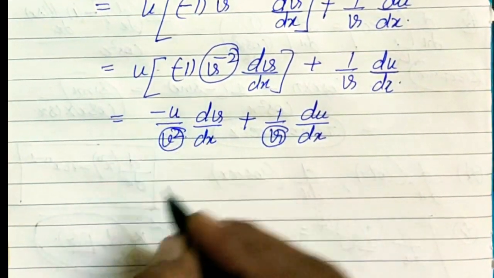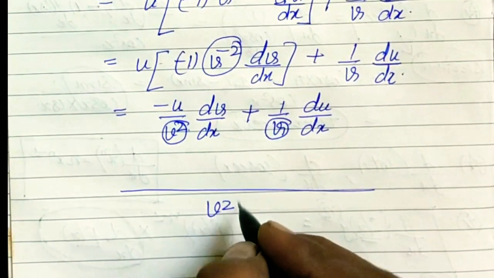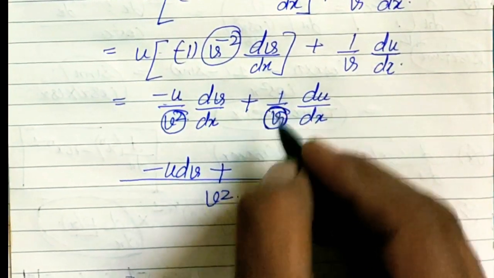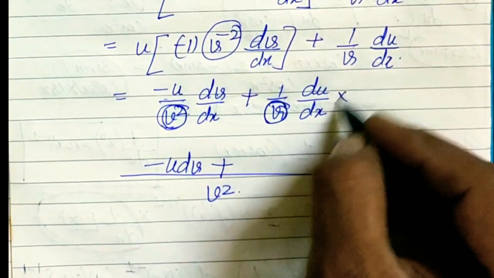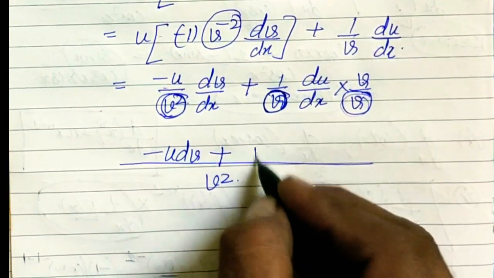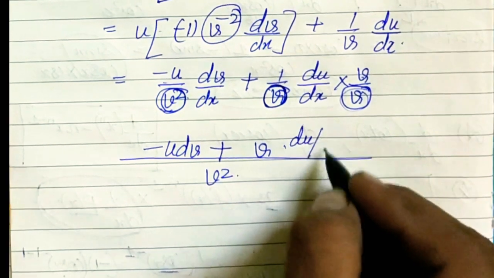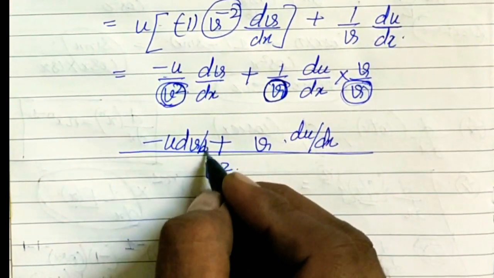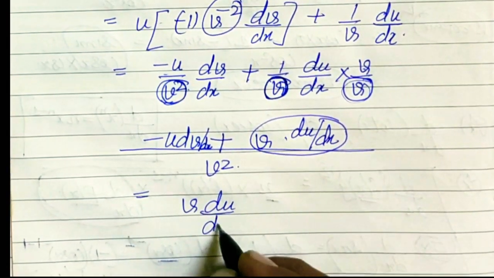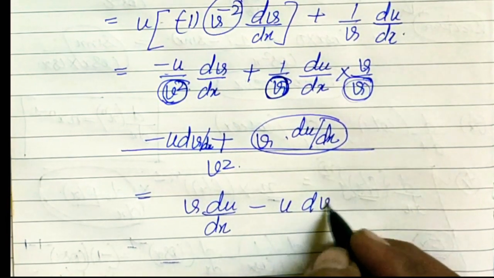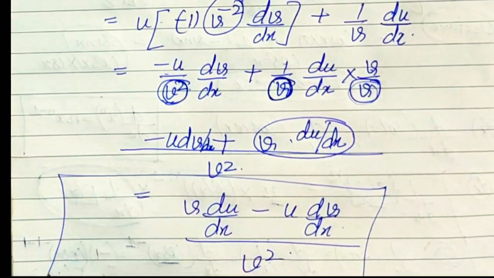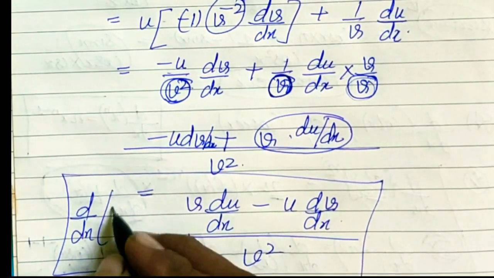Now take the LCM as v square. So we are left with minus u dv by dx, and here the denominator was v, here it was v square. So to balance, I have to multiply and divide by v, so that we can get v square as denominator on both sides, and then we will get v du by dx, and here it is dv by dx. So I'll write this term first. So it will become v du by dx minus u dv by dx upon v square. This is the formula of division that we can prove by using the formula of multiplication.